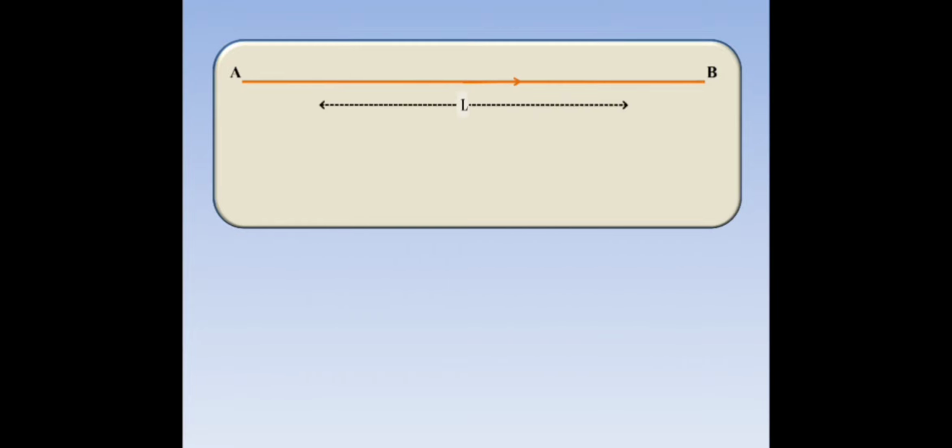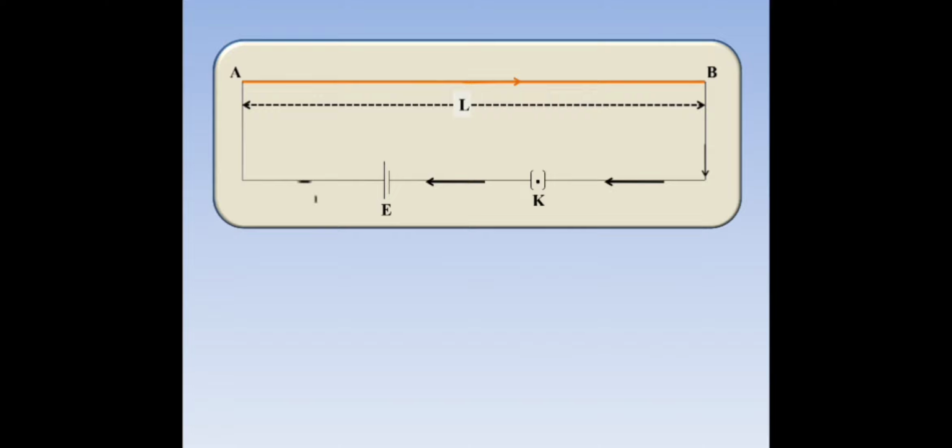The potentiometer wire AB of resistance R and length L is stretched on the rectangular wooden board. The source of EMF E having negligible internal resistance is connected to the wire AB through the key K. The current I is flowing through the circuit, which gives a potential difference VAB across the wire AB.